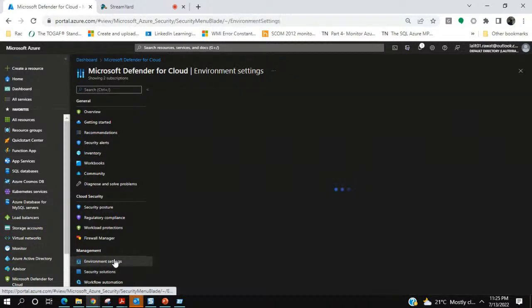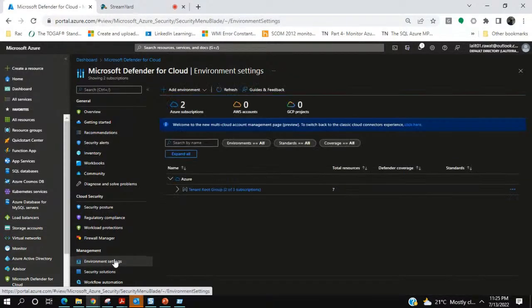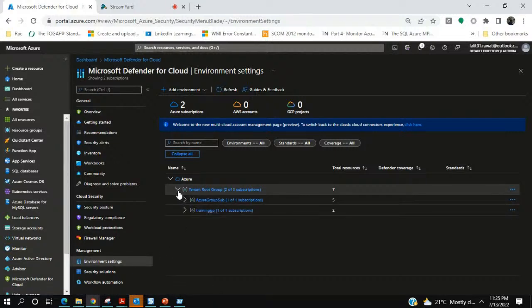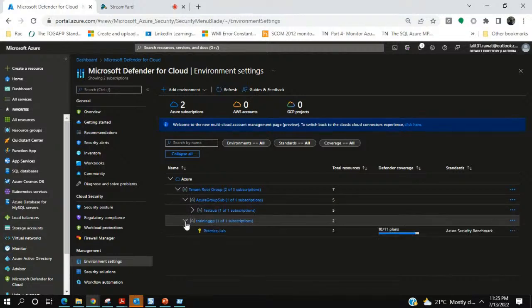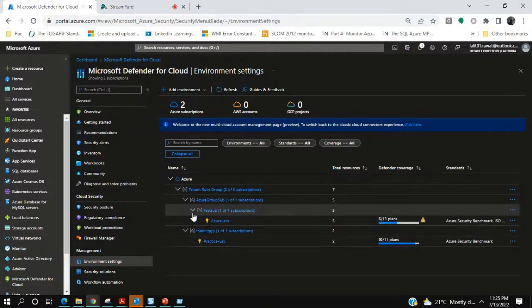Then in the last, I'll have the environment settings. What are my subscriptions, right? I have these two Azure subscriptions, then the tenant under that. I have two more management groups, and then I've just described the subscriptions.